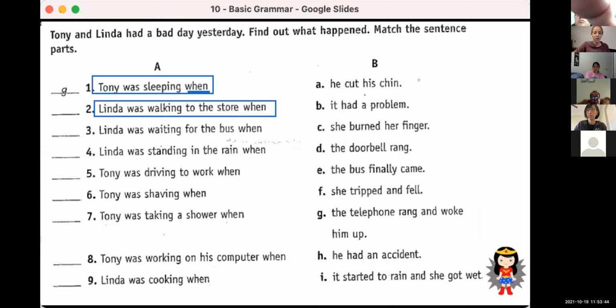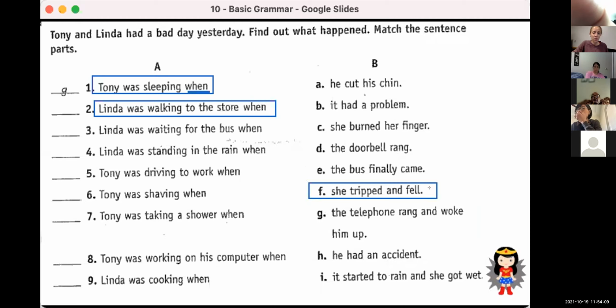Linda was walking to the store when? It's the simple past. That's good. Actually, all of these are simple past. I just noticed that. When she tripped and fell, I think. Oh no, when she tripped and fell.